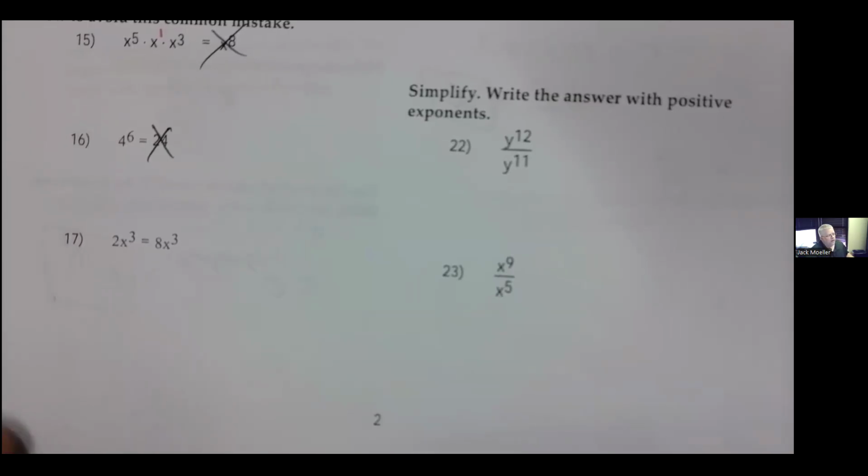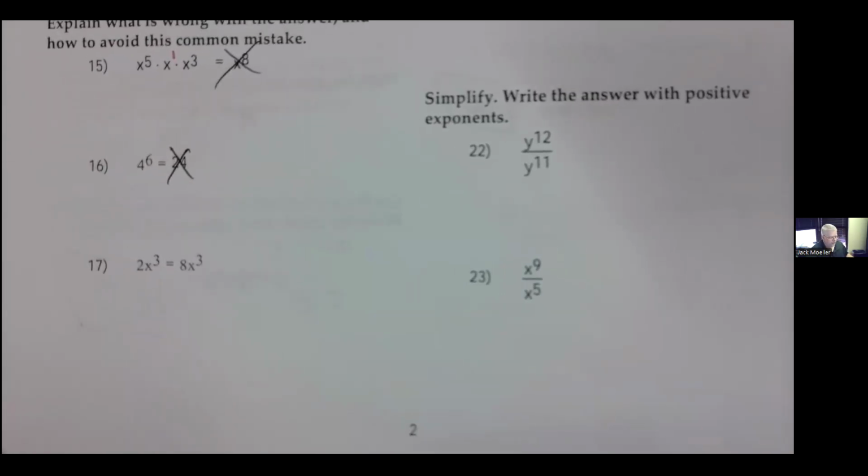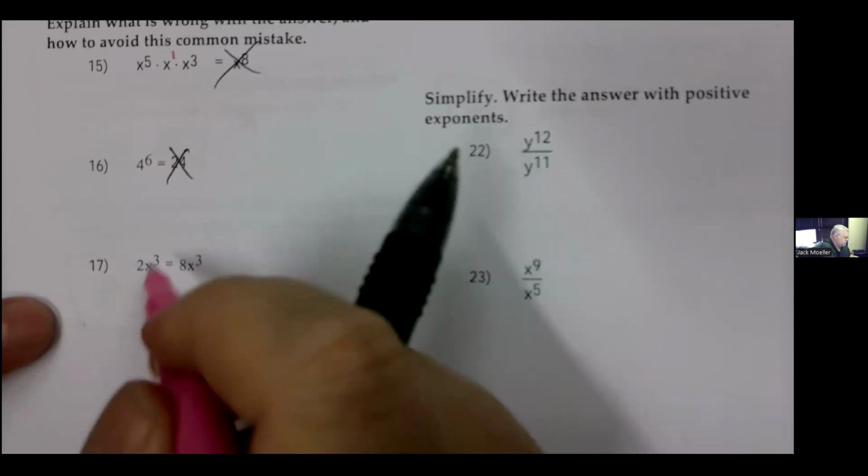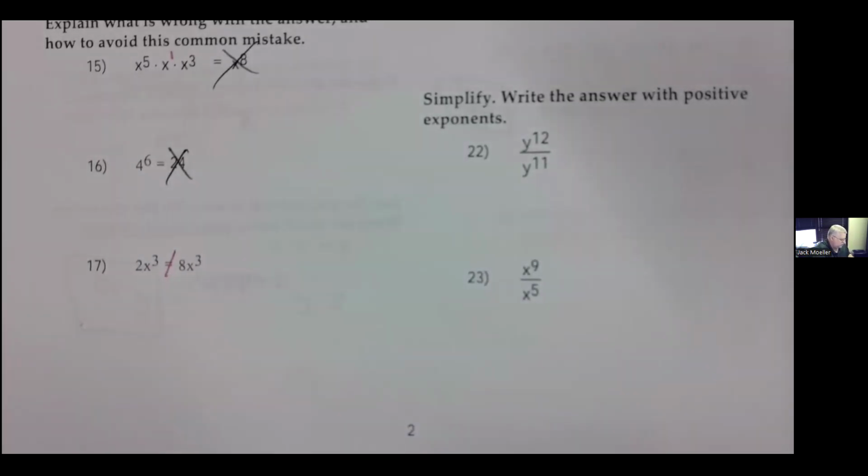All right, and then on 17, why are those not equal? Well, it comes back to what is getting cubed?